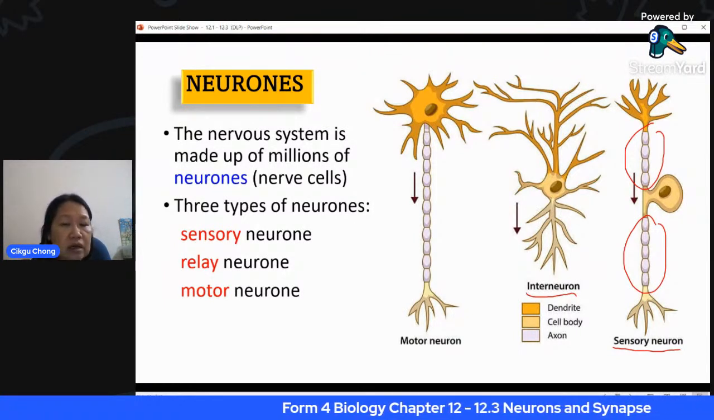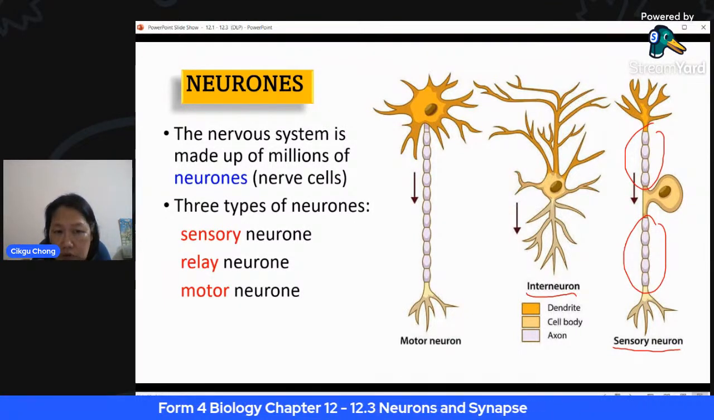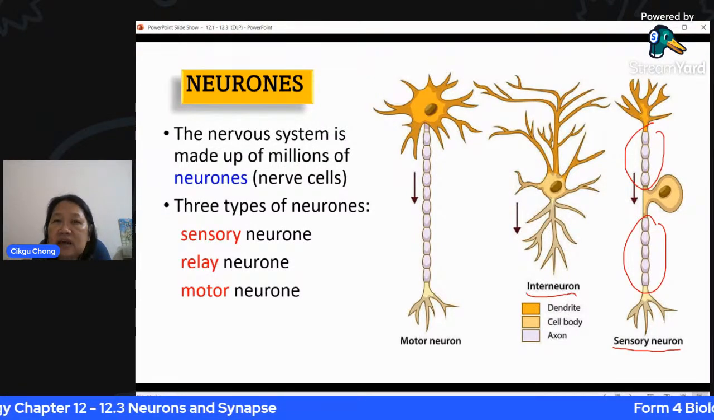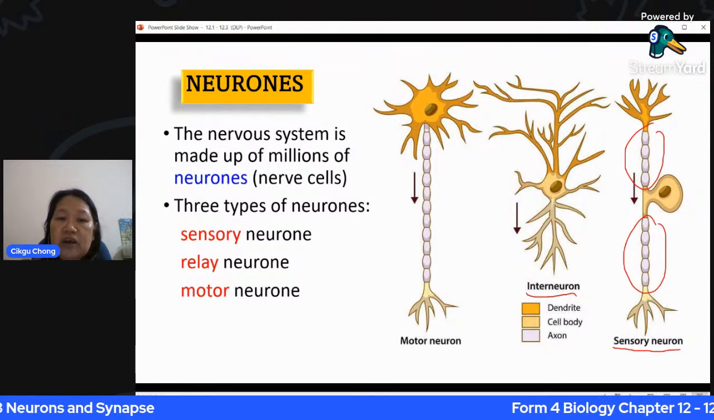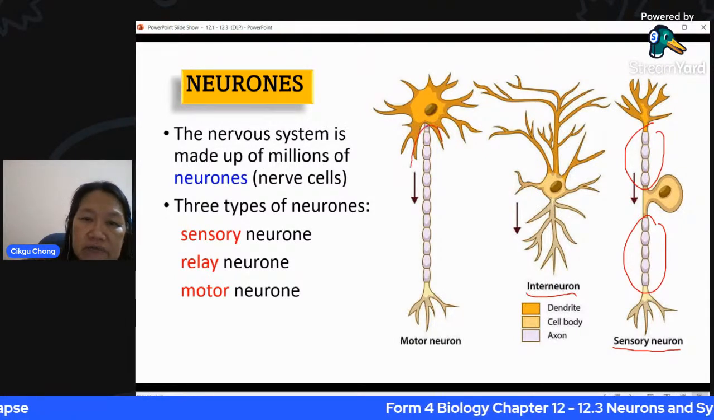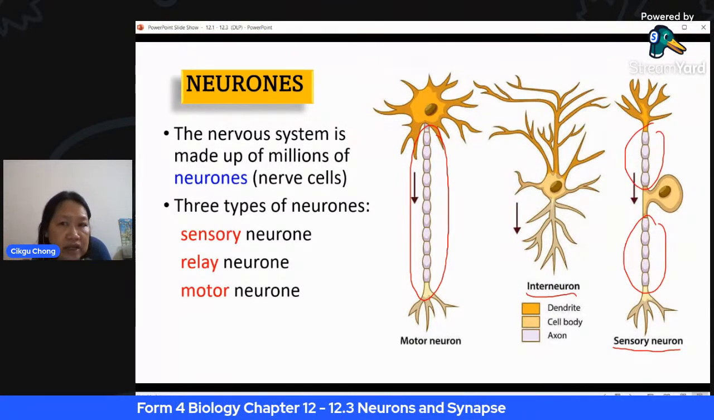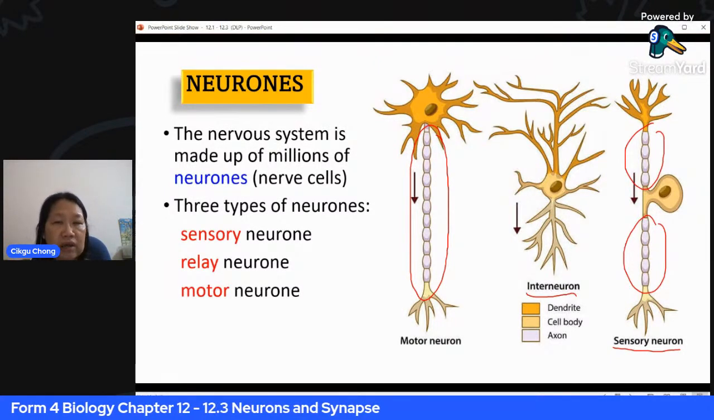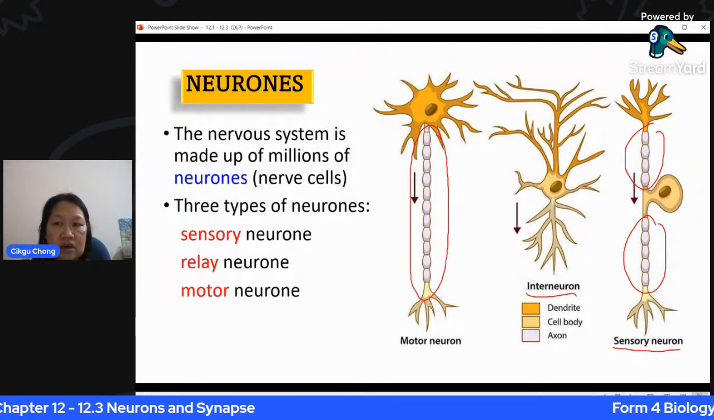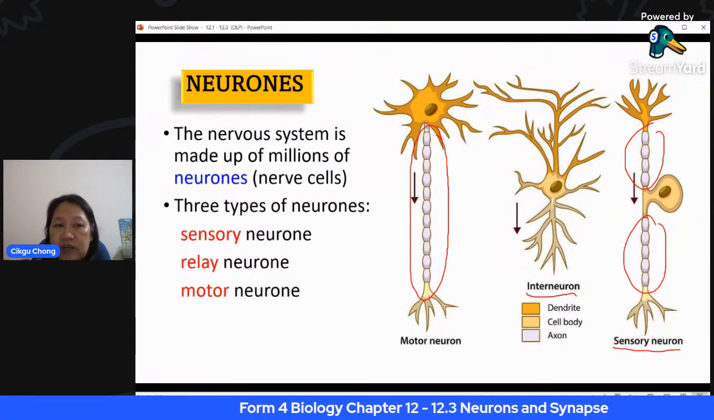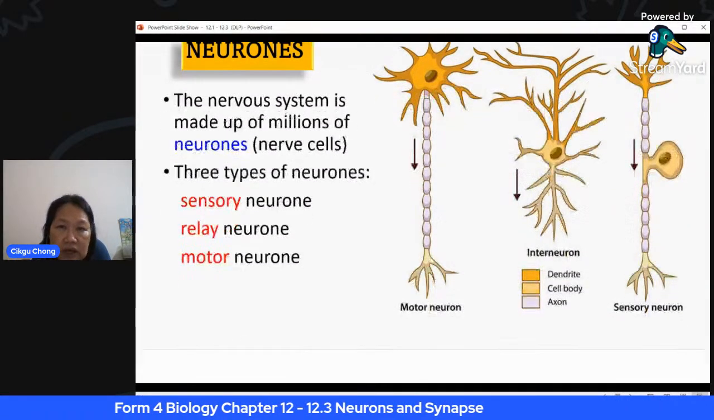One more is the motor neuron, also known as the efferent neuron. Usually the motor neuron has a very long axon, and the dendron is shorter on the other side. You will see what I mean when I show you the basic structures of the neurons. For the moment, just remember there are three types of neurons: sensory neuron, relay neuron, and motor neuron.